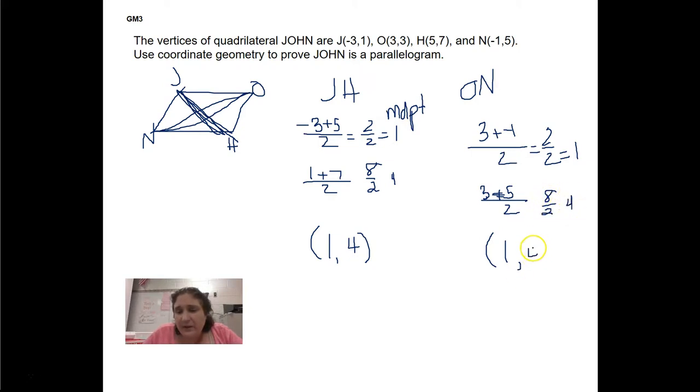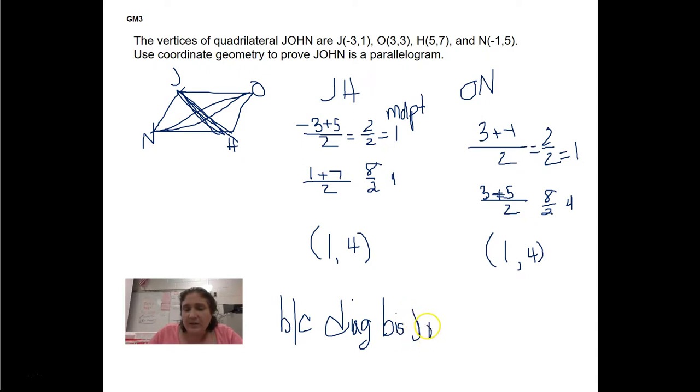Now, in theory, you need to say, because the diagonals bisect each other, JOHN is a parallelogram. And this symbol right here is the sign for a parallelogram, drawing a quadrilateral with 2 lines. So that's it. You also could have done slopes. We could have done the slope 4 times. We could have done distance formula. But the fastest way to prove a parallelogram is the diagonals share the same midpoint.